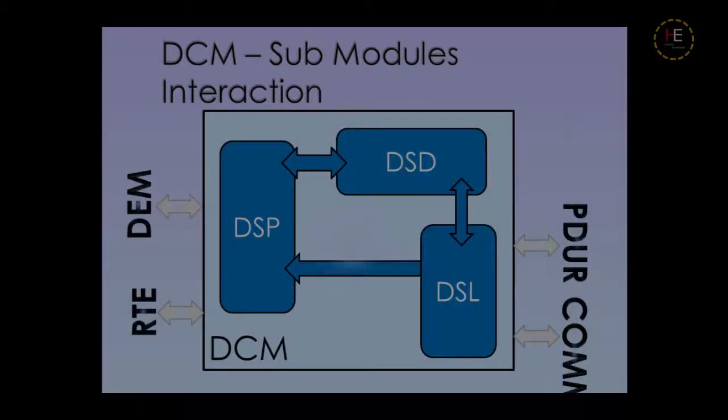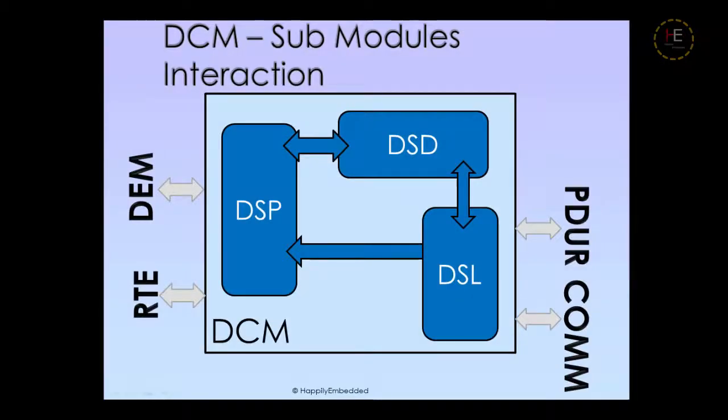Before checking the DCM submodule interaction, we can check the interfaces and dependencies of DCM to other BSW modules and SWCs. The interfacing or dependency modules of DCM are DEM, PDUR, Communication Manager, then application components, software components, and RTE, and BSWM. The DEM provides information related to fault memory. So DCM can respond to tester requests by reading the fault memory of DEM.